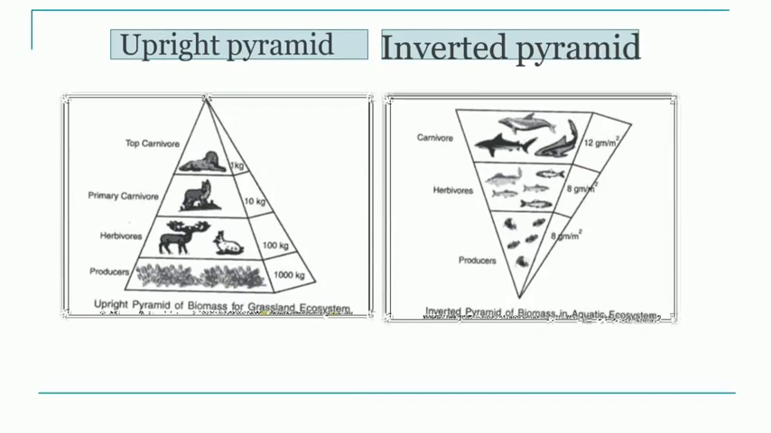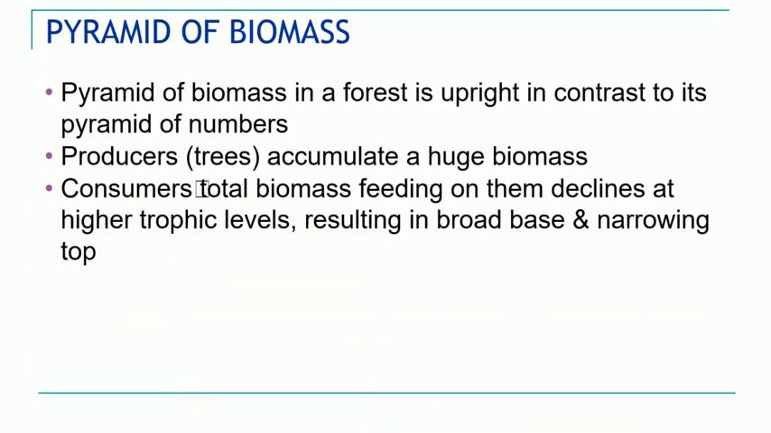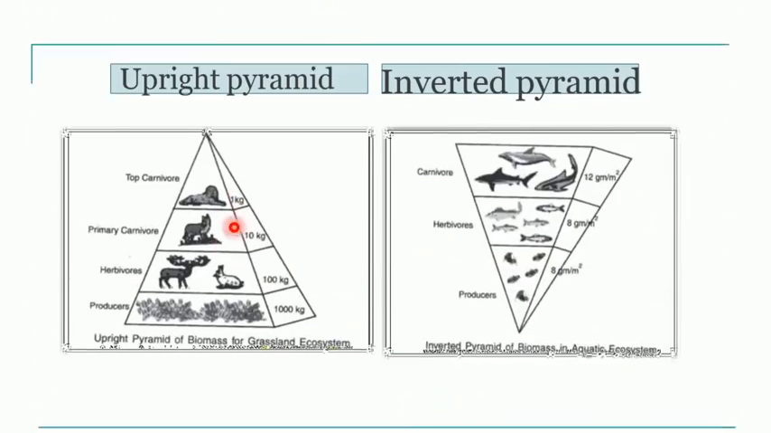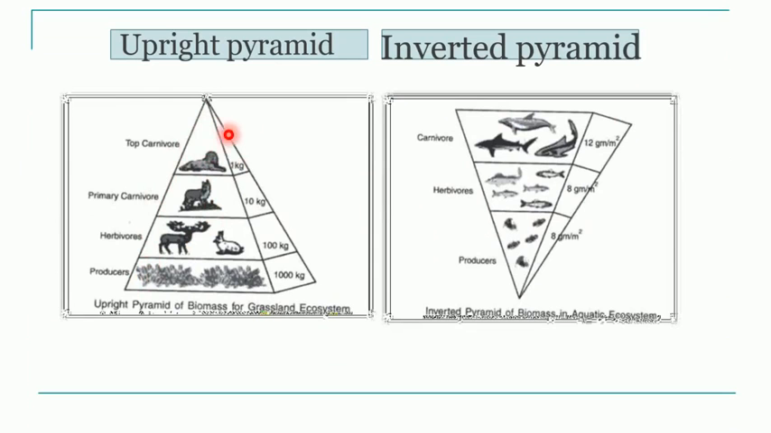So let's first see the picture. This is the upright pyramid of biomass and this is the inverted pyramid of biomass. This upright pyramid of biomass is seen, for example, in the grassland ecosystem, and this inverted pyramid is seen in the aquatic ecosystem. So let's study the first, that is the upright pyramid. The pyramid of biomass in a forest ecosystem is upright. Remember, this position is called the upright position, which is similar to your pyramid.